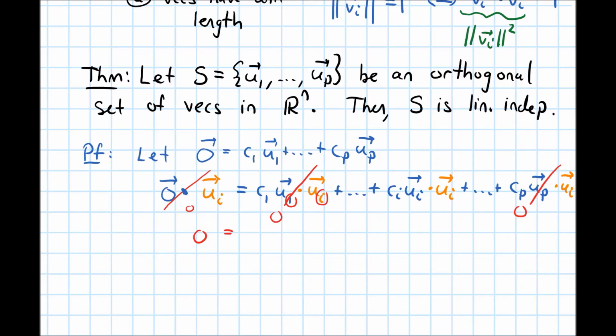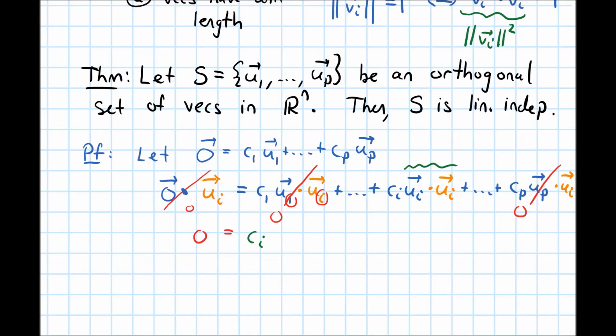And that's this one right here. This one right here is not 0 because this is ui dotted with itself. We're not dotting two different vectors in this set. That's why this is not going to be 0. Okay, so the only thing that survives on the right-hand side is we have the ci term, and then ui dotted with itself.